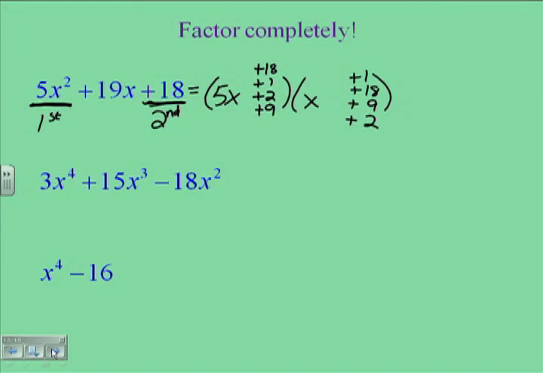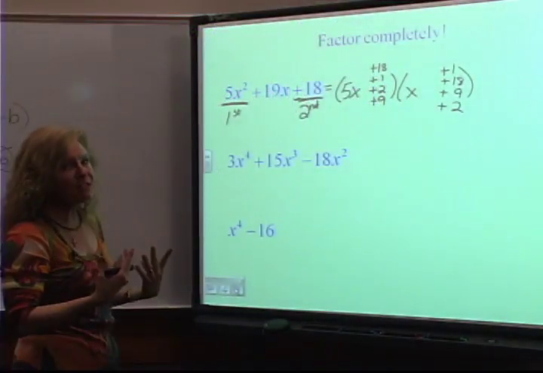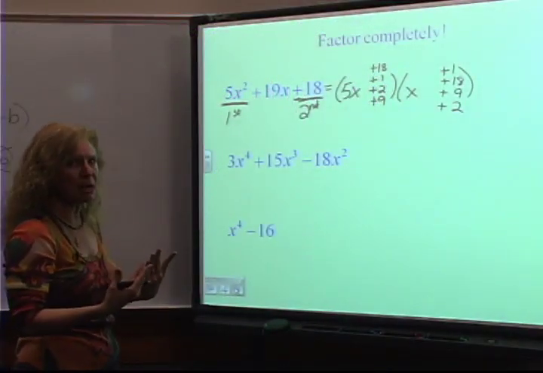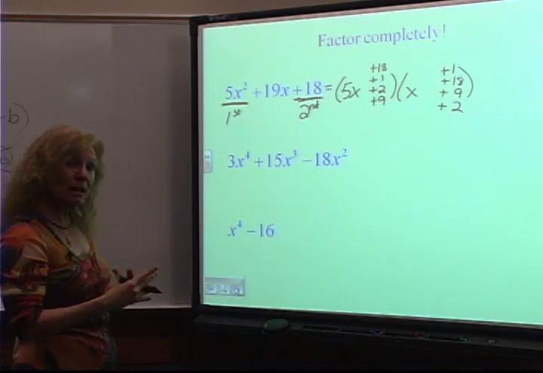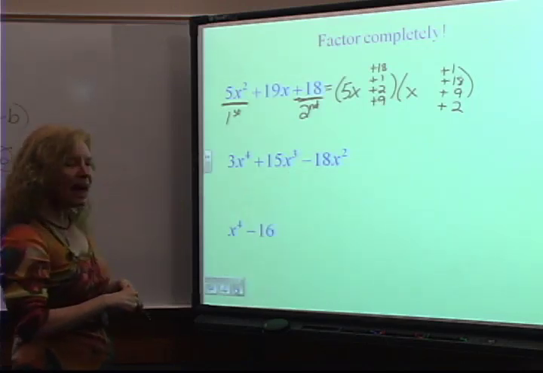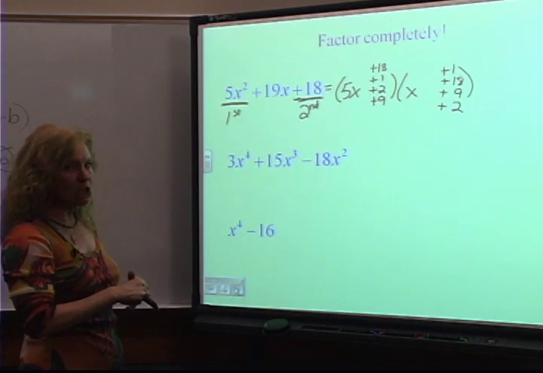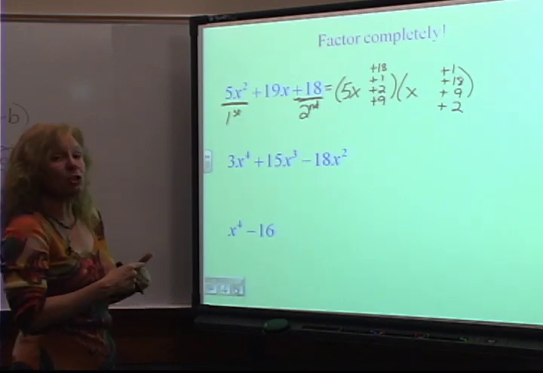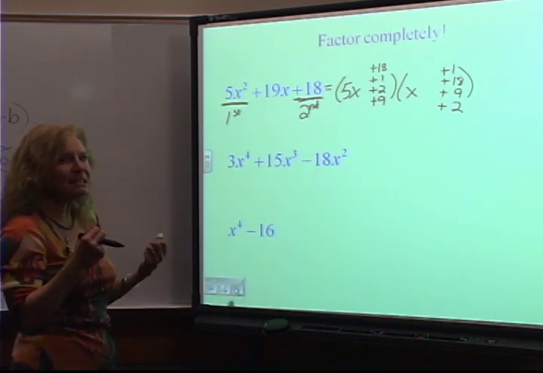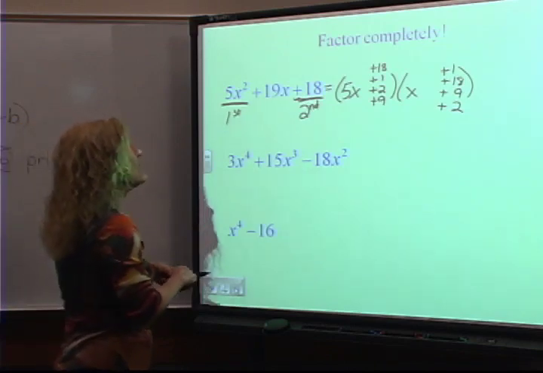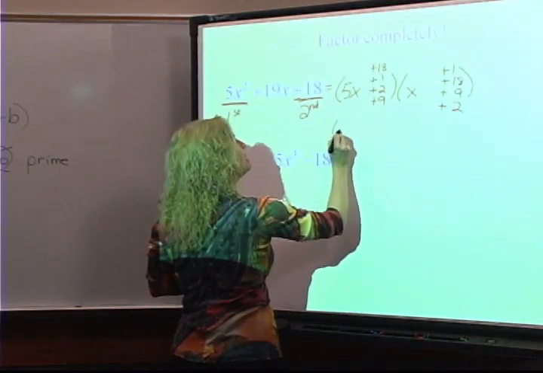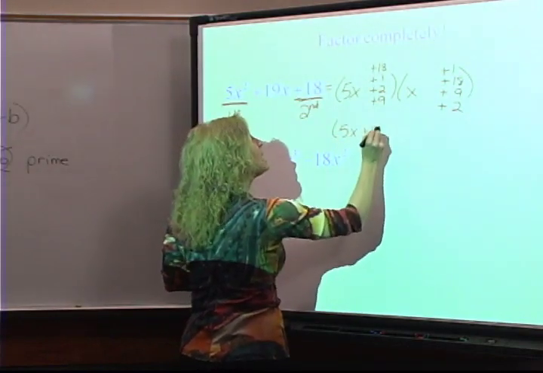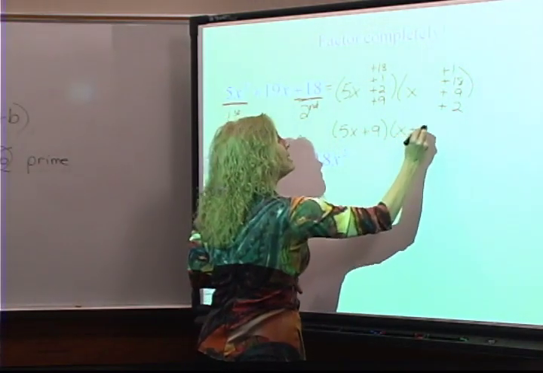Now, there are some people that teach processes, and if you effectively use a process, that is awesome. My experience has been that very often students will forget the processes, and that's why I actually prefer trial and error as a method. Now, again, if you have a process and it works for you, awesome, keep it. Okay? Now, I have my pair here that's going to work, it's going to be 5x plus 9 and x plus 2.